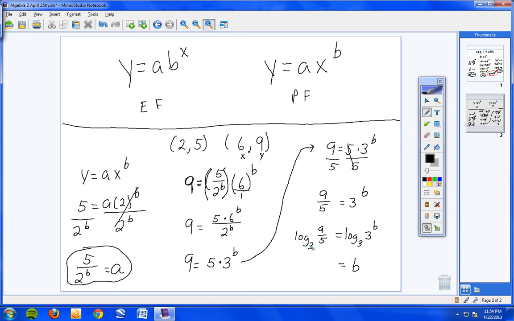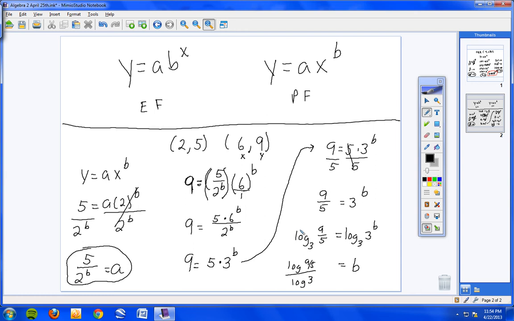b equals log base 3 of 9/5. But guess what? We know how to type that into our calculator, so you might want to break out your calculator and practice. Remember, it would be, I'm going to write it here real small, log of 9/5 divided by log of 3. Do you remember that? That's just called the change of base form. We've done that quite a few times, okay?